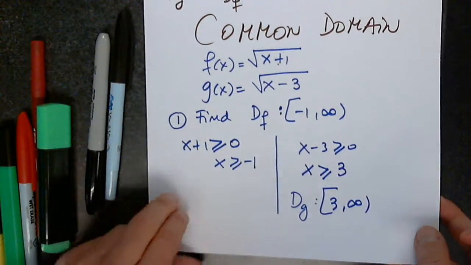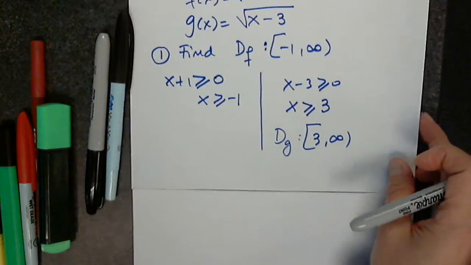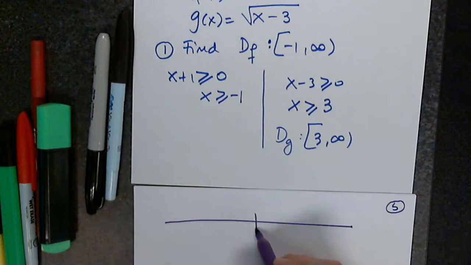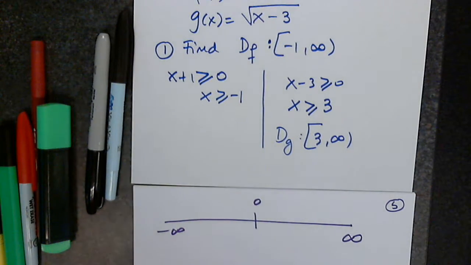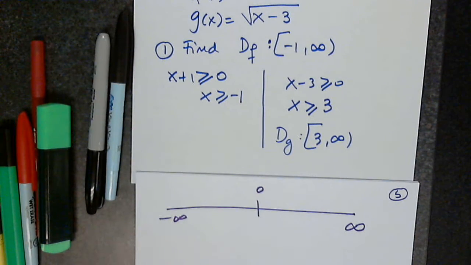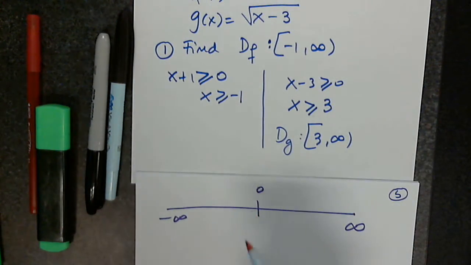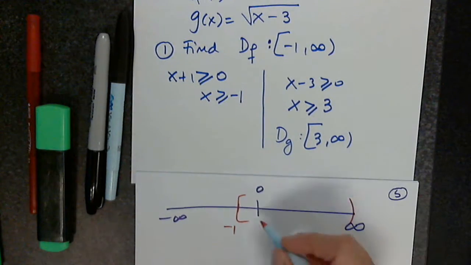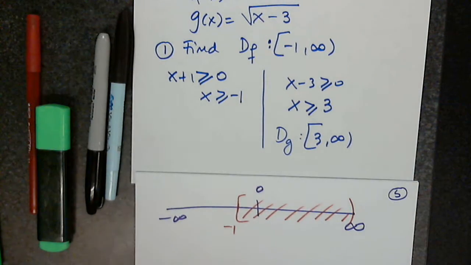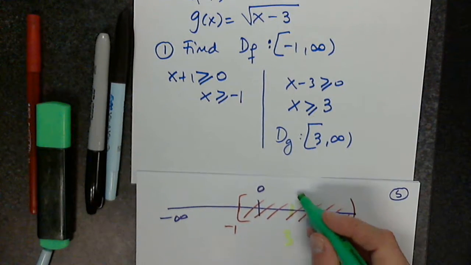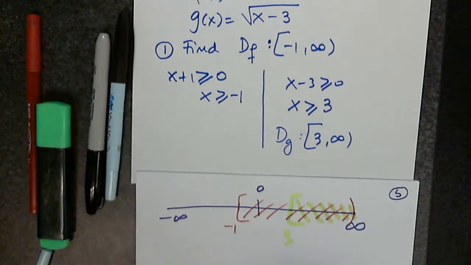Now, I have to find the common domain. So on the real line, together with me, please, let's graph these two domains. 0 is in the middle, negative infinity to infinity. And then, you already told me, negative 1 to infinity. So here's negative 1. So negative 1 to infinity is this. That's the domain of f. And now 3 to infinity, let's say 3 is here, and 3 to infinity will be this.